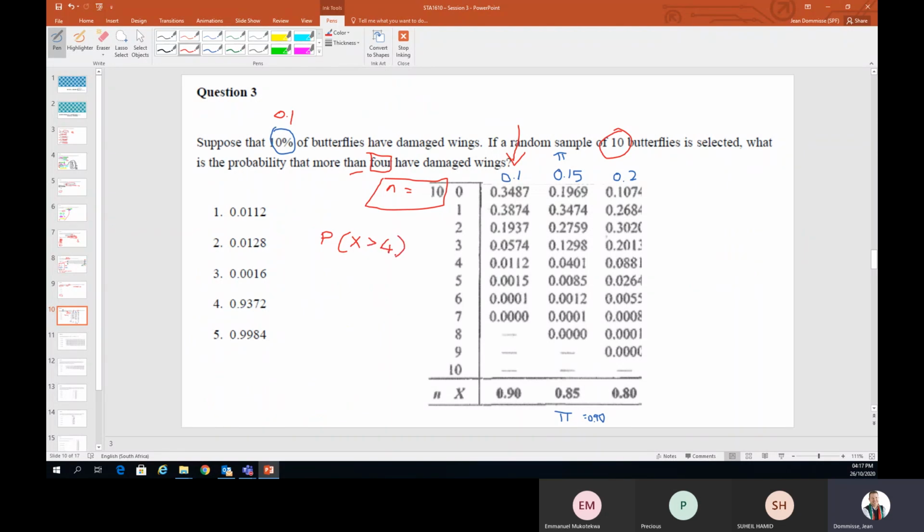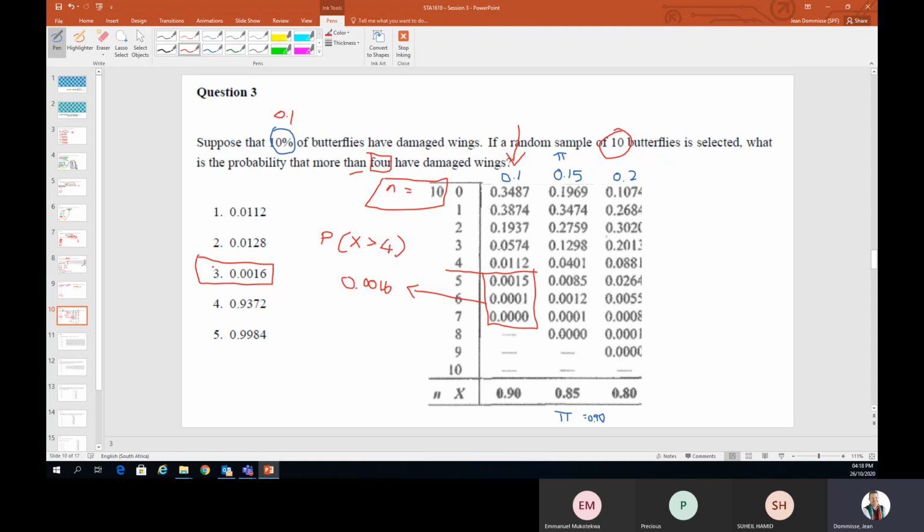Okay, so more than 4 in stats basically means that I'm not including 4, I'm looking at more than 4. So I'm looking at that portion. So that is 0.015 plus 0.001. So that answer would be equal to 0.0016, which is option 3.